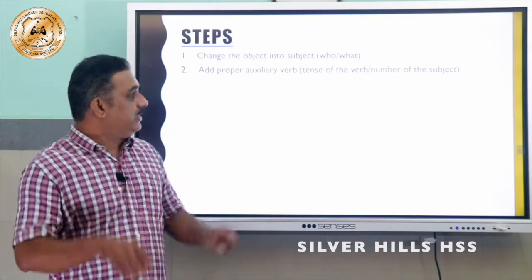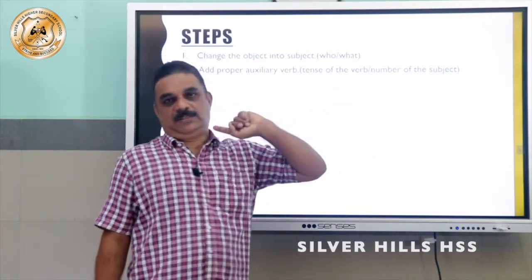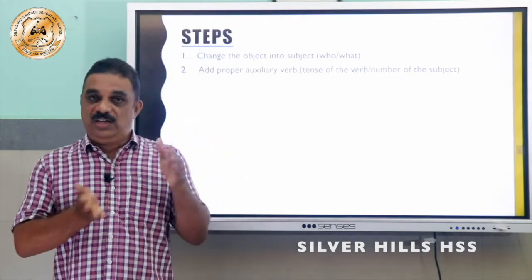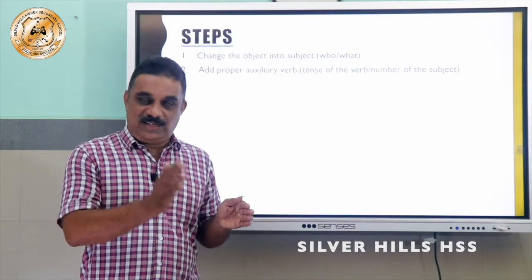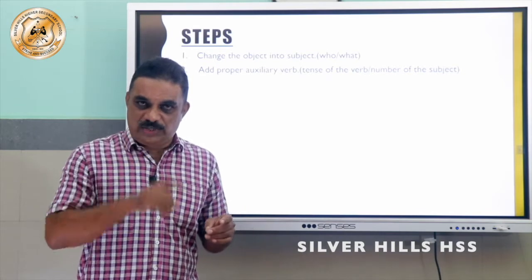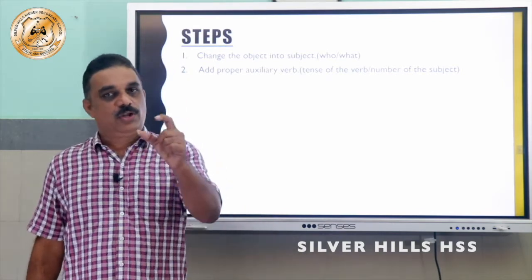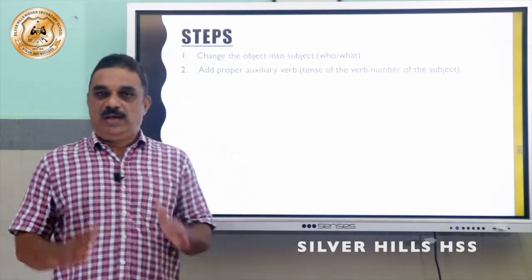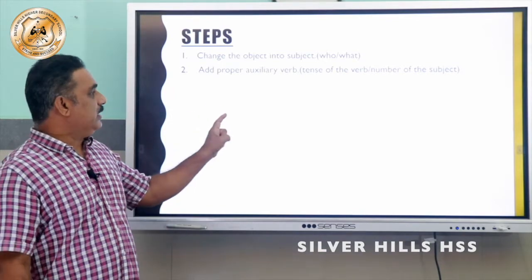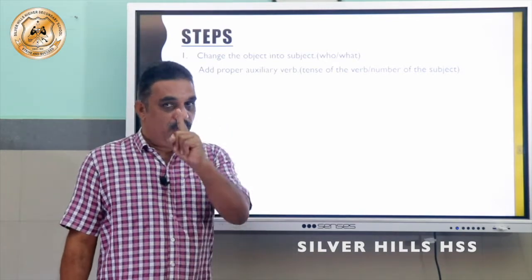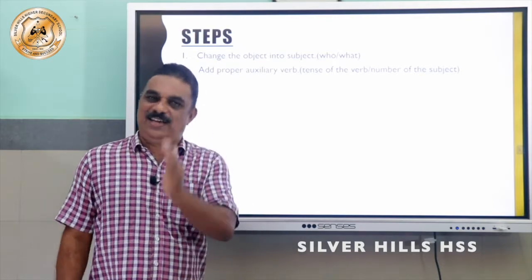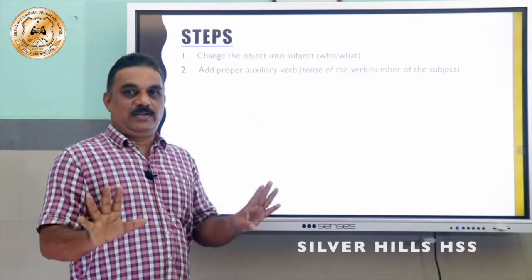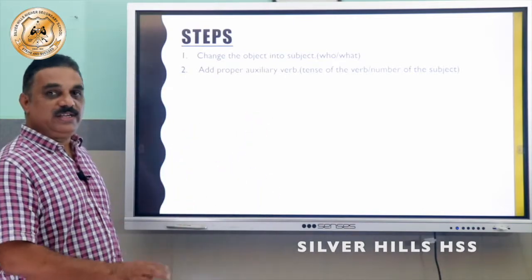Another thing is the number of the subject, whether singular or plural. If the subject that you take is singular, add a singular auxiliary. If it is plural, add a plural auxiliary. That is what you have to do in this case. Two considerations you should have: one is tense, the second one is number, singular or plural. Then you will get the correct auxiliary verb there. Okay, now let us see the third one.